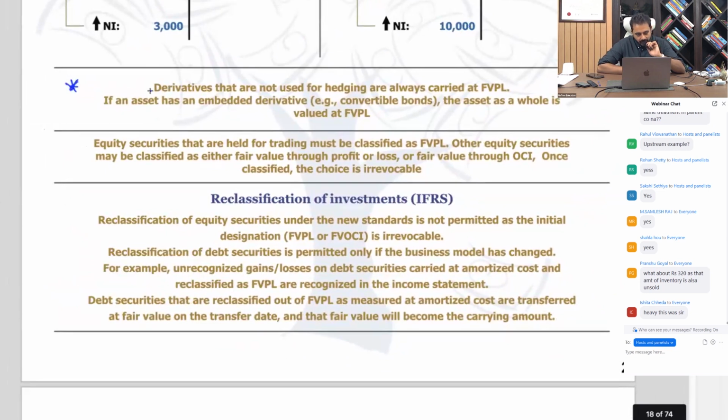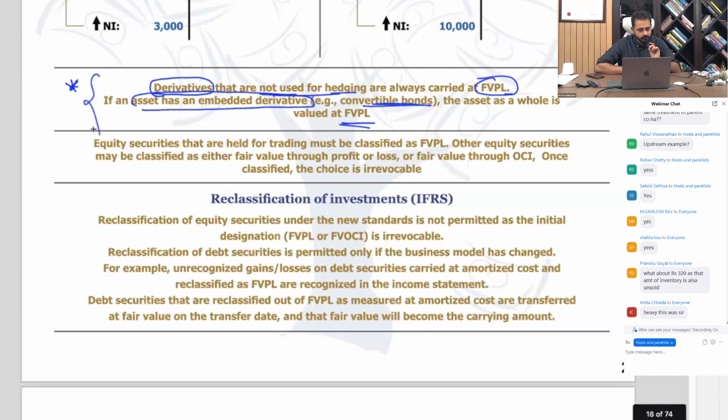Derivative accounting is complicated, but derivatives which are non-hedge derivatives, not used for hedging, we always treat them like FVPL. For hedge derivatives, the accounting is different. For derivatives that are not used for hedging, we use them as FVPL. If an asset has an embedded derivative, for example something like a convertible bond, then the entire asset becomes FVPL automatically.